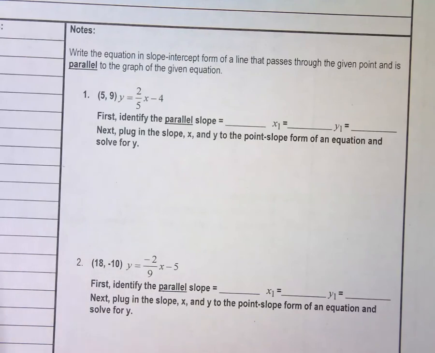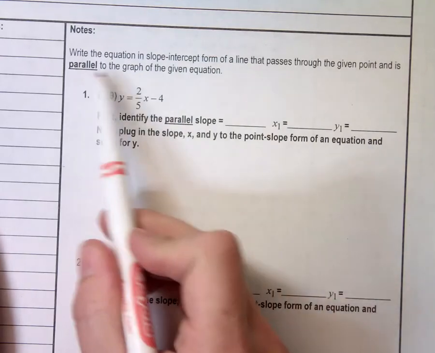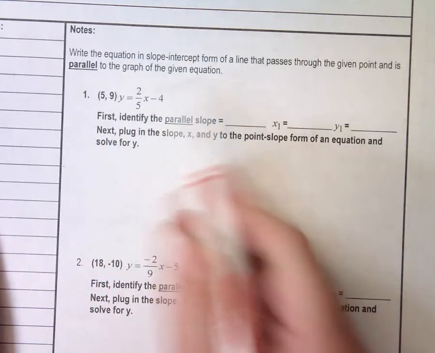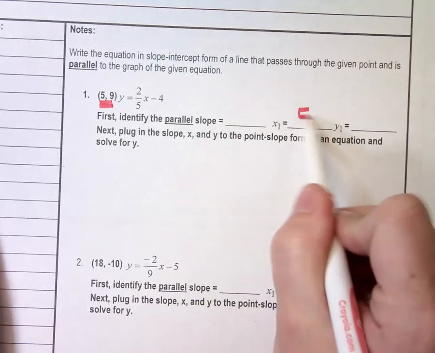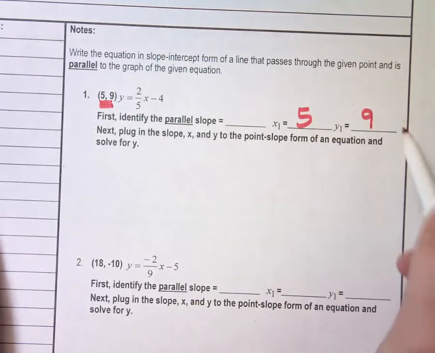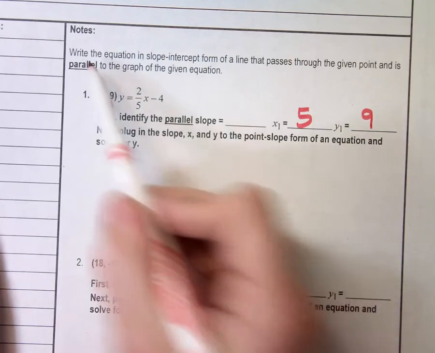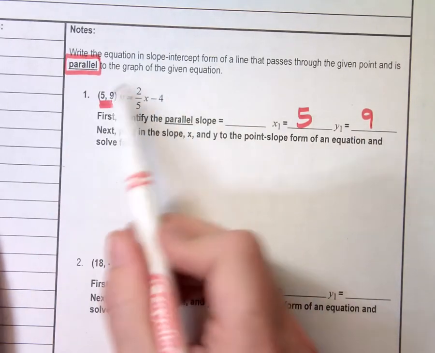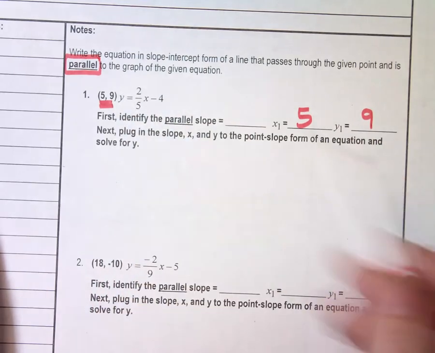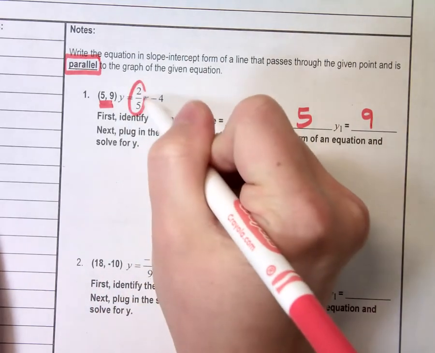This says write the equation in slope-intercept form of a line that passes through the given point and is parallel to the graph of the given equation. Okay, this is the point I want to take it through. So the x-coordinate is 5, the y-coordinate is 9, and I want the line to be parallel to this one. So what does this line have a slope of? This line has a slope of 2/5.